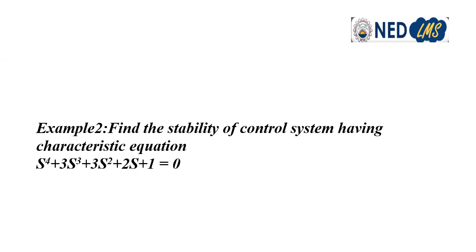Now we'll see another example. Find the stability of the control system having the characteristic equation s raised to the power 4 plus 3s cube plus 3s square plus 2s plus 1 equals 0. Obviously, we'll make the Routh table to find the stability of the system.